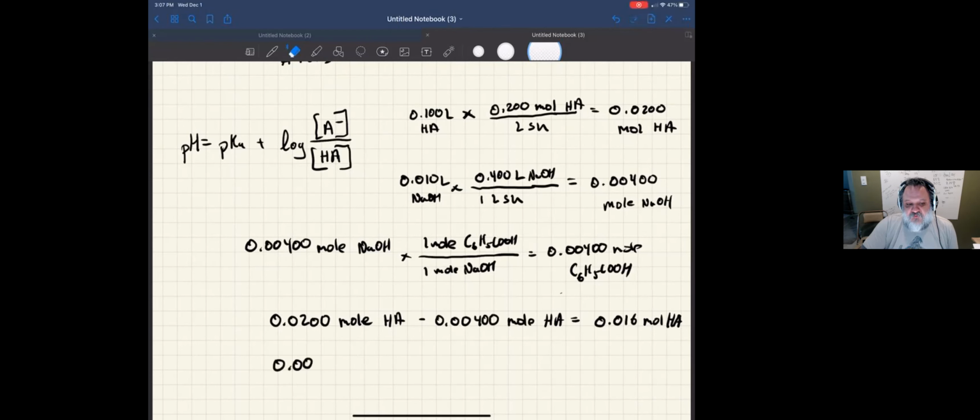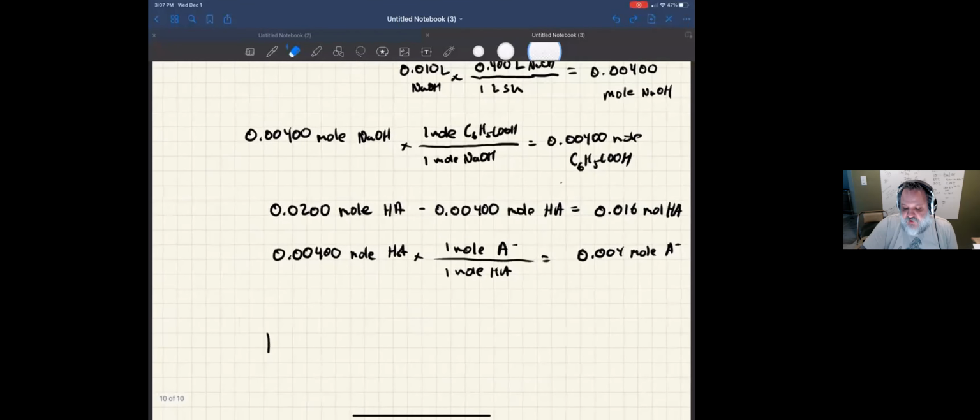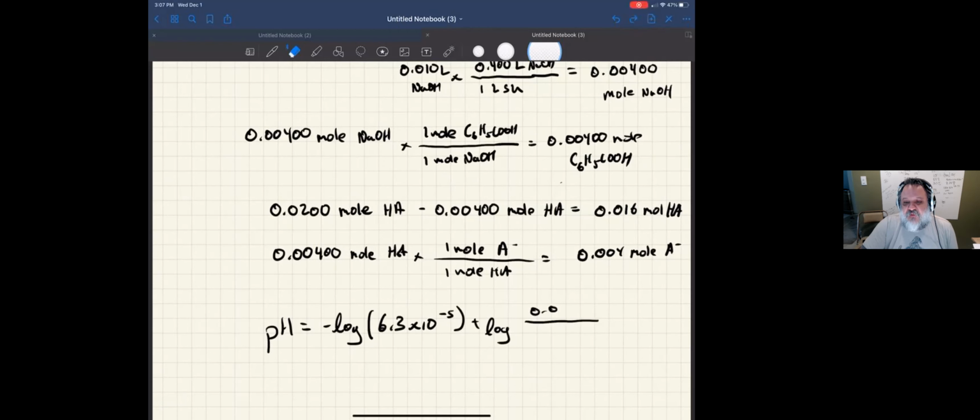All right, so now what I need to do, if I reacted 0.004 moles of benzoic acid, then by the same stoichiometry in the same equation, that means I created 0.004 moles of its conjugate base. And those are the two pieces of information that I need in order to sort out the Henderson-Hasselbalch equation. I'm given the Ka, and those two pieces of information go in this ratio.